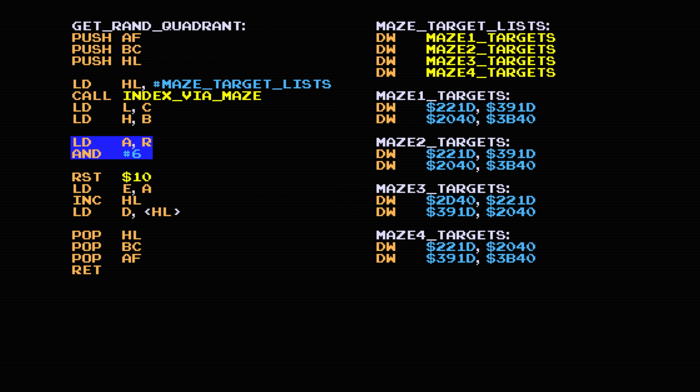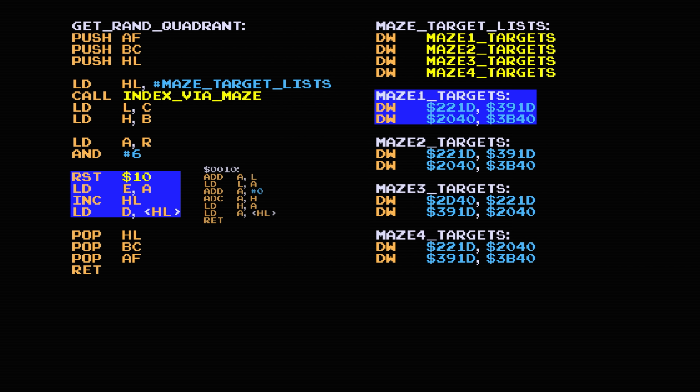Then it generates a random number and logically ANDs it with 6, which ultimately results in choosing between the numbers 0, 2, 4, or 6. Then it uses this as an index into that list of coordinates to pick which coordinate pair to supply as the target tile for this ghost. The indices are multiples of 2, since each pair of coordinates is 2 bytes long, 1 byte for the x and 1 byte for the y position.